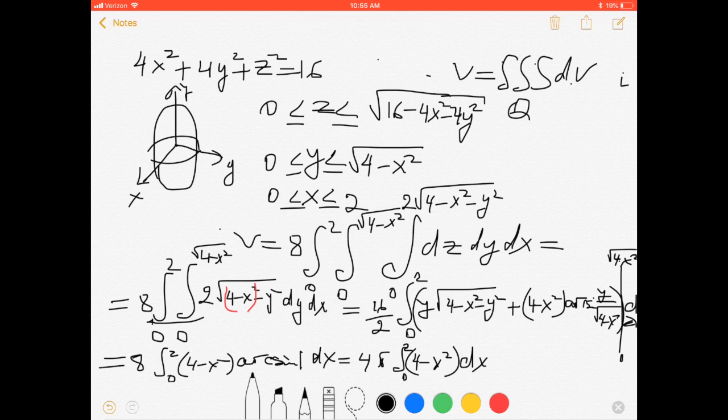And if you plug in, it will be a very simple integral. I think you can count it yourself, and I write only the answer. It will be 64 pi over 3. You see, using this integral, we can find the volume of our ellipsoid.